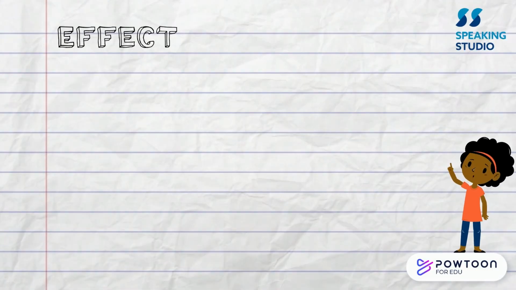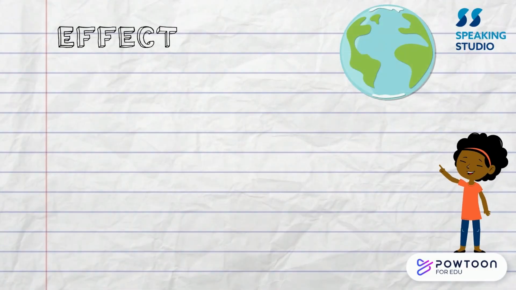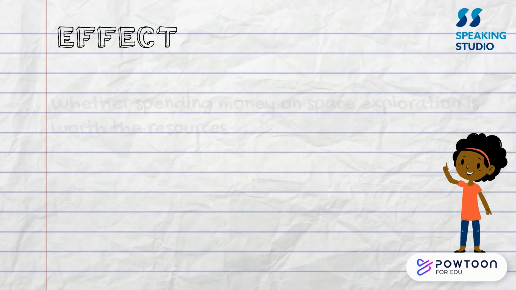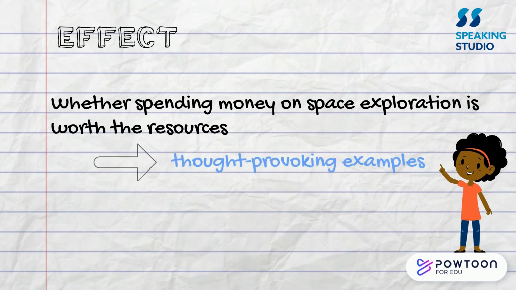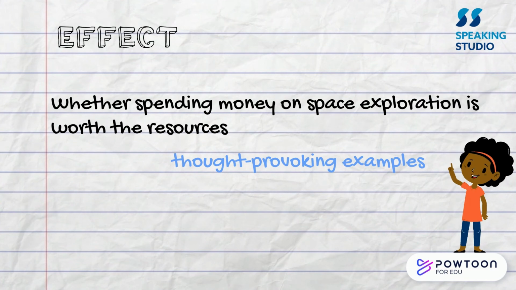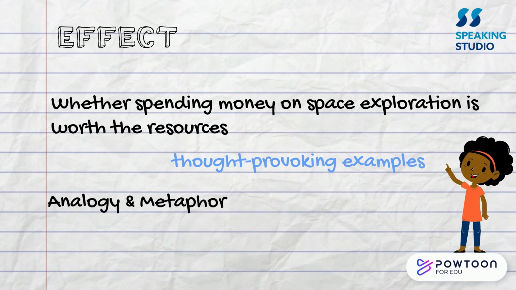On the other hand, if it's a political or worldwide issue such as whether spending large amounts of money on space exploration is worth the resources, you may want some thought-provoking examples, like considering kids suffering from famine in Africa and loads of patients dying from cancer who are really in need of the resources or support. Nonetheless, since the topic may be a bit hard to relate to, using analogy or metaphor to establish a connection between the topic and daily life may help.